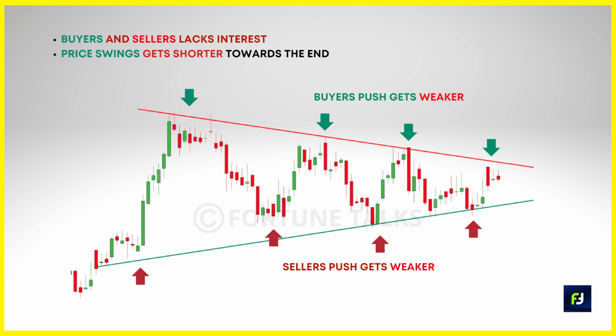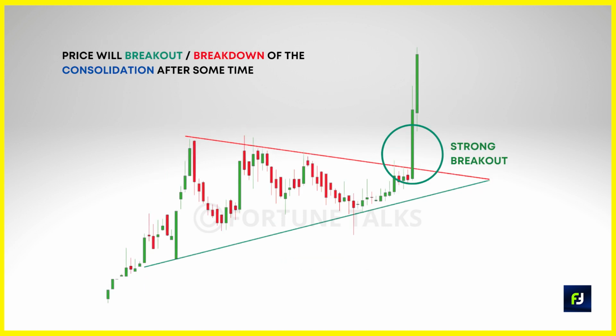As you can see, the pattern started with big swings, which got shorter and shorter as the pattern progressed. The beauty of volatility contraction is that price cannot be squeezed forever. At some point, it must break out, and when it happens, it offers tremendous returns.